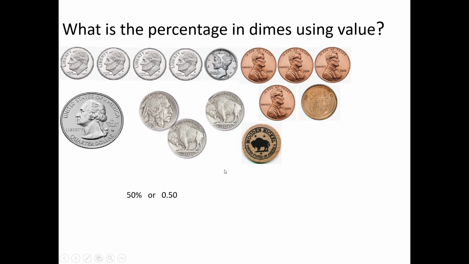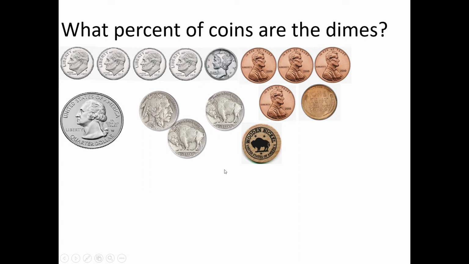But what if we looked at the number of coins? We said, change the question to, what percent of coins are the dimes? I'm not sure about using the word are or is here. I ran through grammar check, said I could use either one. So I've chosen are here.